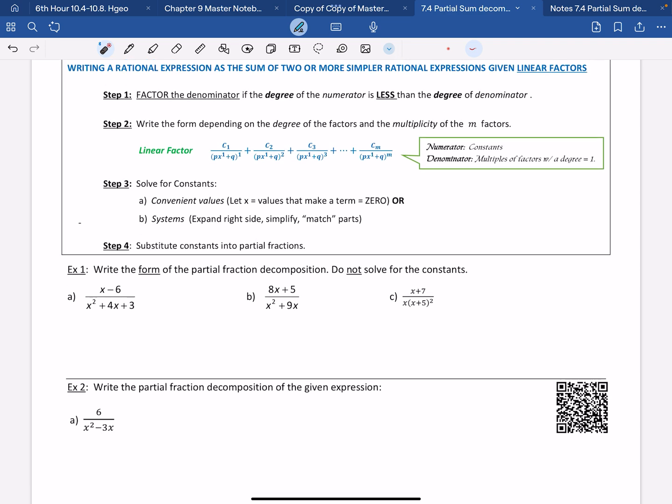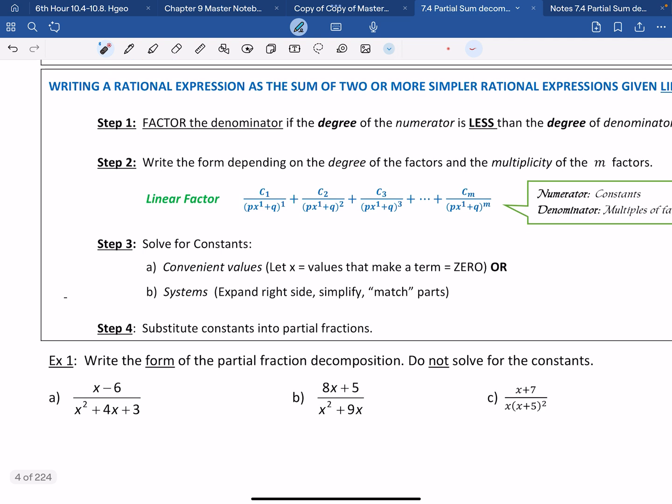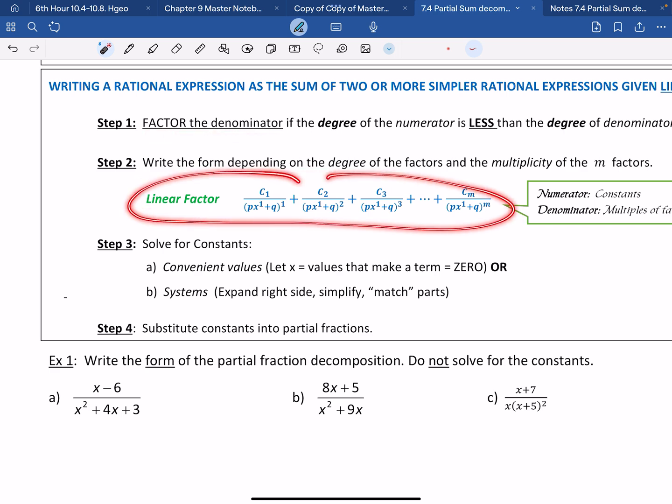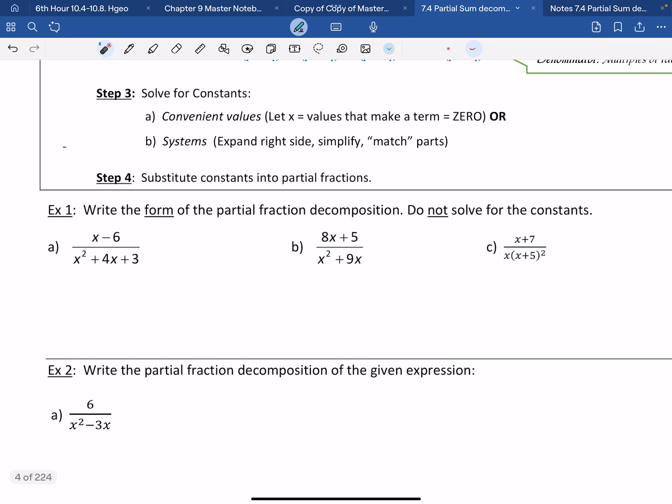So the first thing we're going to do is get a little bit of practice on recognizing the linear factors and getting set up. We're not going to solve, we're just going to get set up, the first step involved when actually going about solving the problems. So step 1: we're going to factor the denominator and then get set up in this format, because that's the first thing. If you don't have this set up properly and you don't recognize how to set that up, then you will not be able to go any further than that.